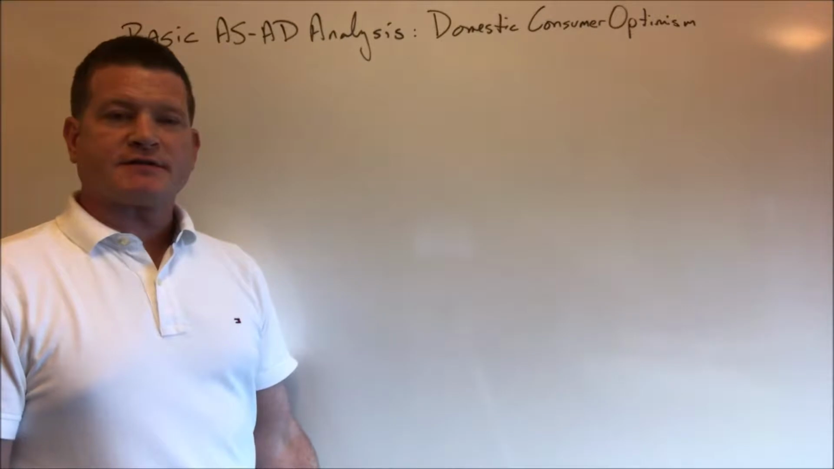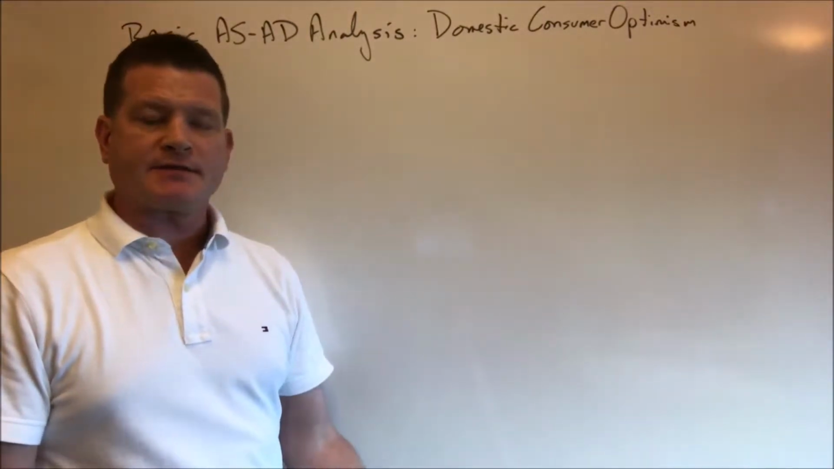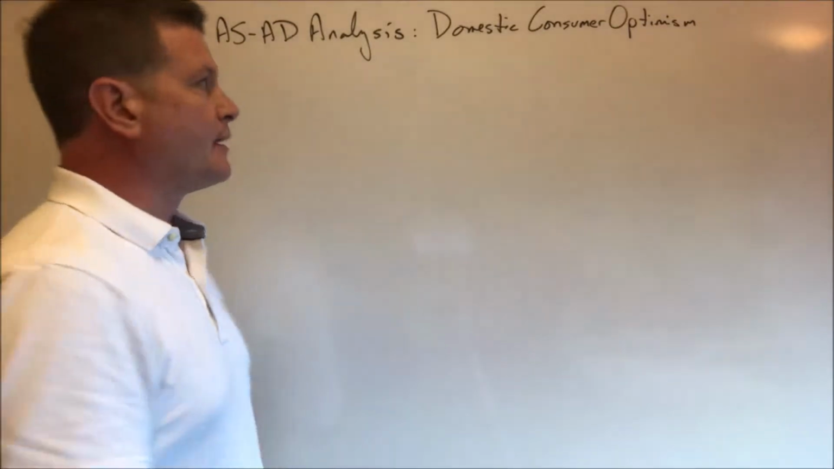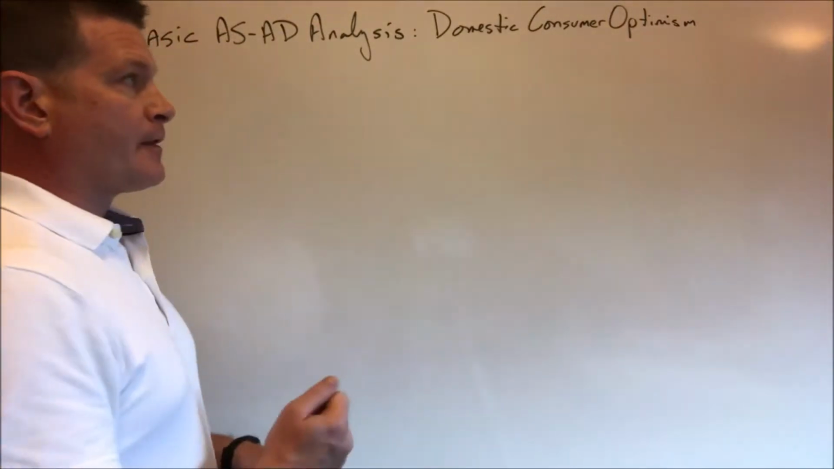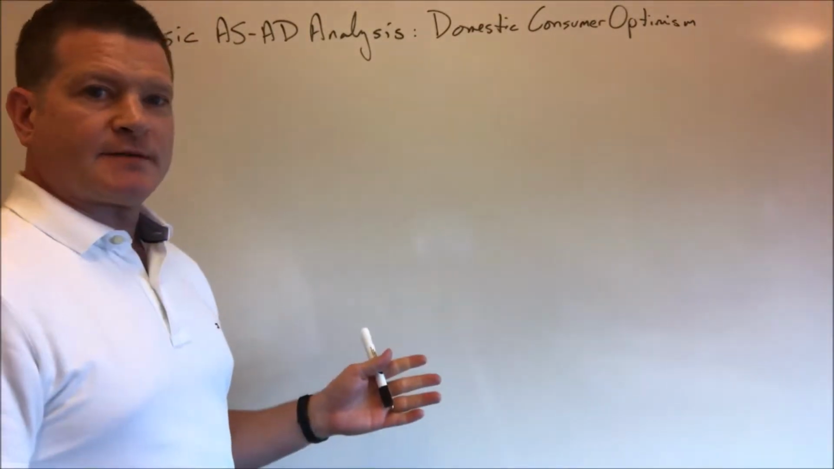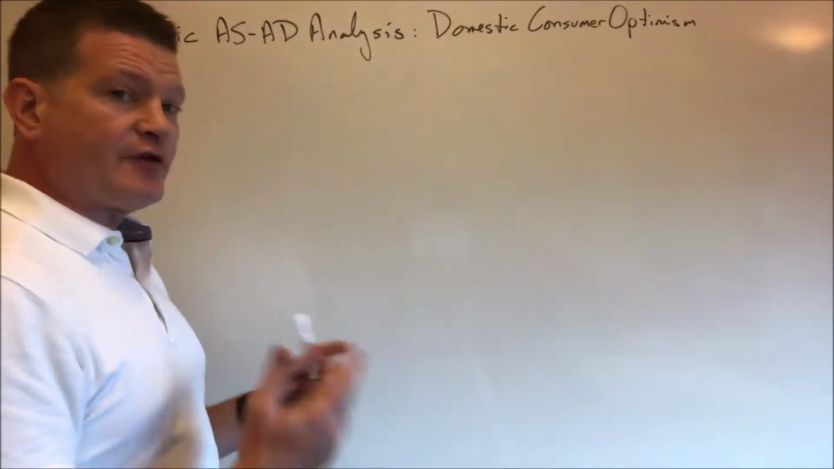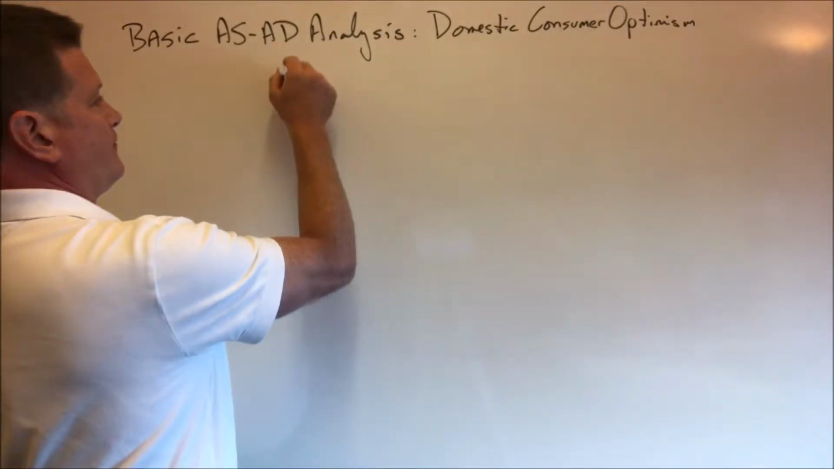Let's consider a very simple case of domestic consumer optimism, and let's see how to analyze that in an aggregate demand, aggregate supply framework. Domestic consumer optimism. So let's follow the simple steps that we use to analyze everything in aggregate demand, aggregate supply. The first step is almost always draw your diagram.